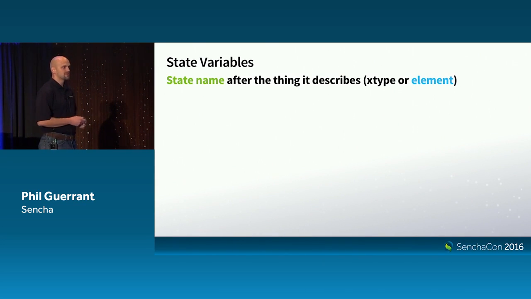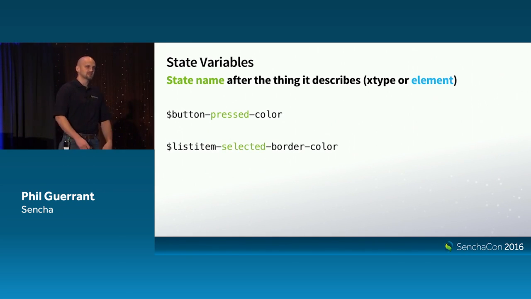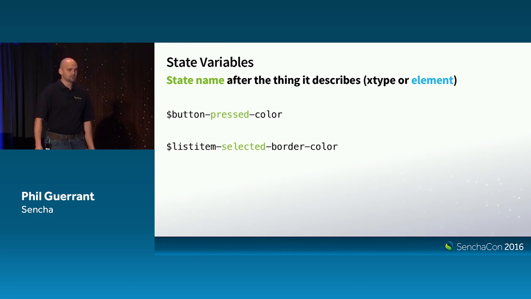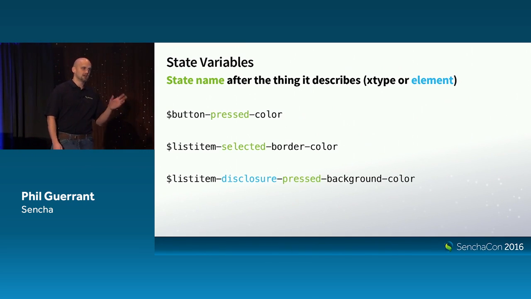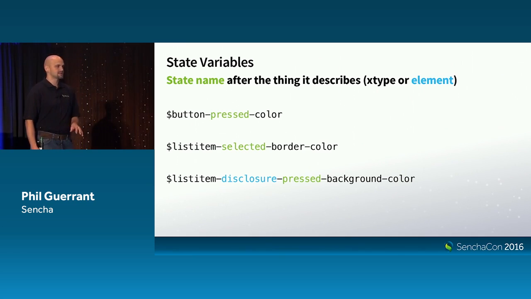State variables describe the state of the component, like hovered or pressed. The state comes after the thing it describes, whether that be the X type itself or the element. So button pressed color or list item selected border color would be examples of that. List item has a disclosure element inside of it. When that's pressed, we put the pressed state after the disclosure.